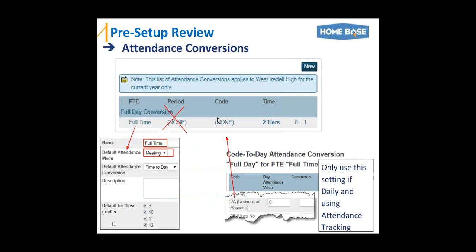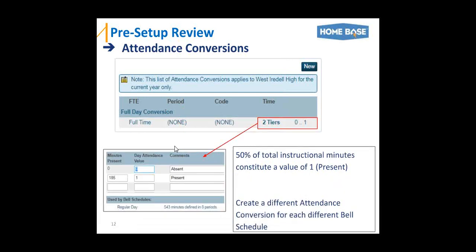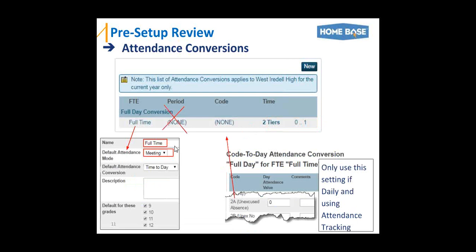So this is what it looks like. Under full-time, when you're creating it, you need to tell it what your default attendance mode is. So it's going to be meeting. We always do time today in North Carolina, so that is our default attendance conversion, time today. And we are going to check mark all of the grade levels that work with that attendance conversion.